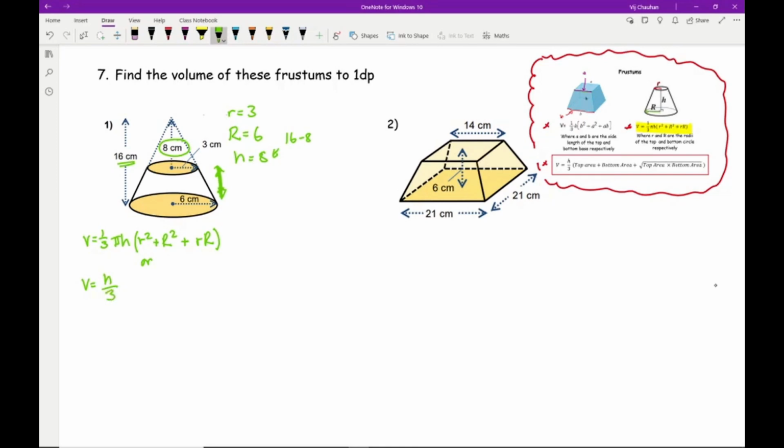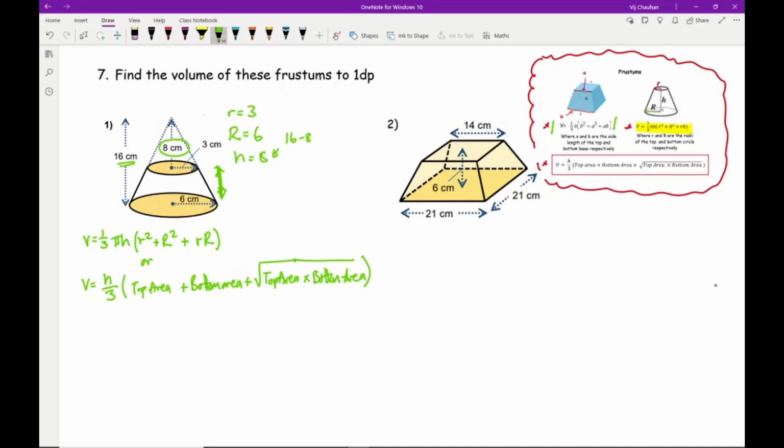So h over 3 equals the top area plus the bottom area plus the square root of the top area times the bottom area. Now I would tend to use this formula if you have regular shapes as the base and the top half of the frustrum. I wouldn't recommend using this formula or the top formulas when you have, let's say, a cuboid as the base.